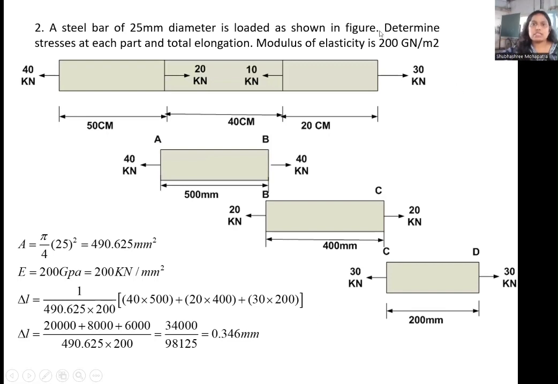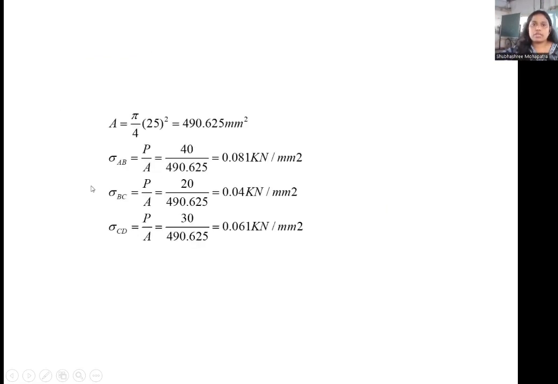Okay. So there is another thing we have to find out, that is the stress of each part. Stress is nothing but load by area. Area we know is 490.625 mm square. So at AB, the load is 40 kilonewton, so 40 by area gives you the answer. Then at BC, the load is 20 kilonewton; 20 by area, you are getting 0.04 kilonewton per mm square. Then at CD, it is load by area, that is 30 by 490.625. You are getting 0.061 kilonewton per mm square.